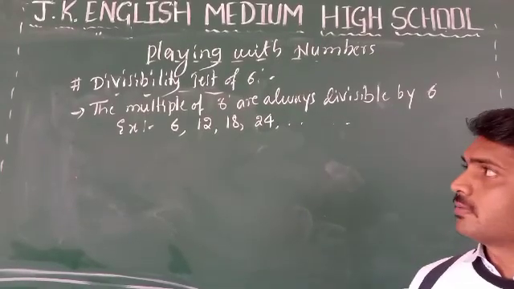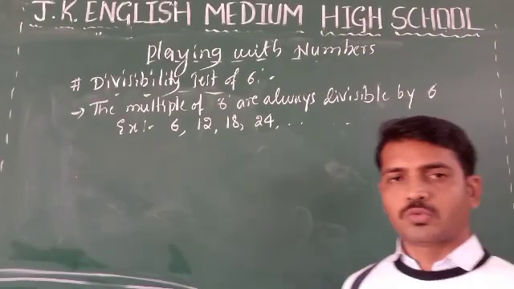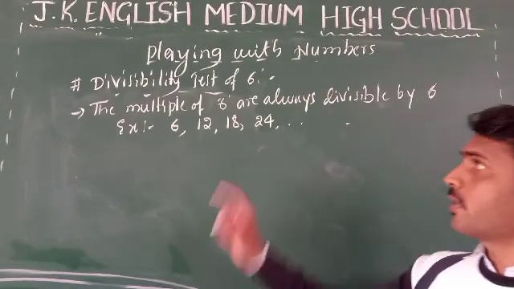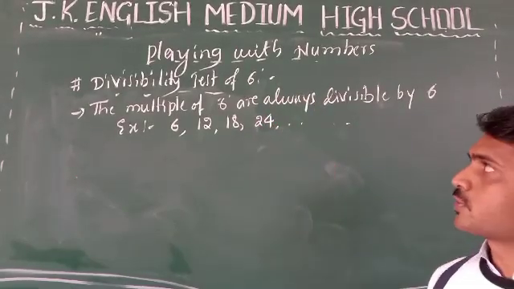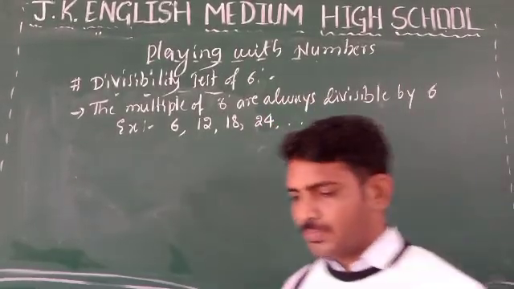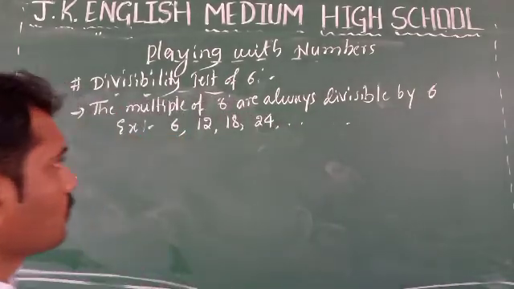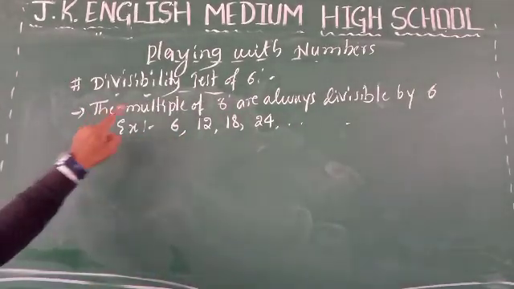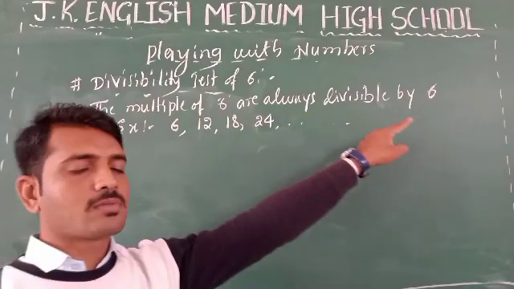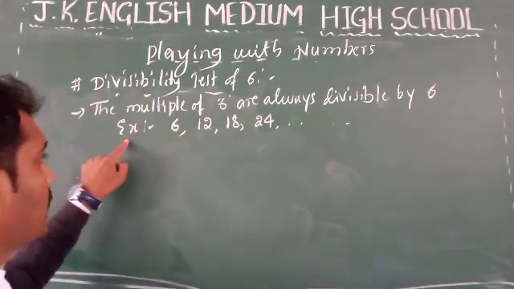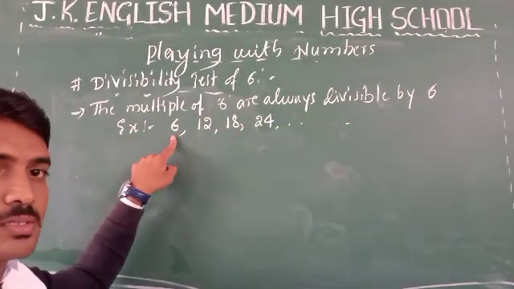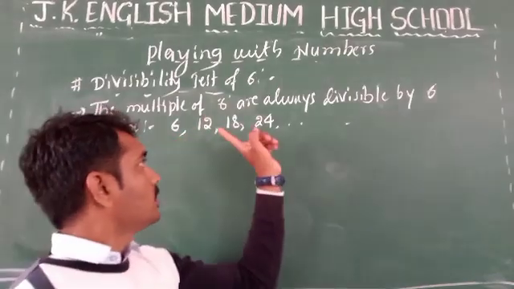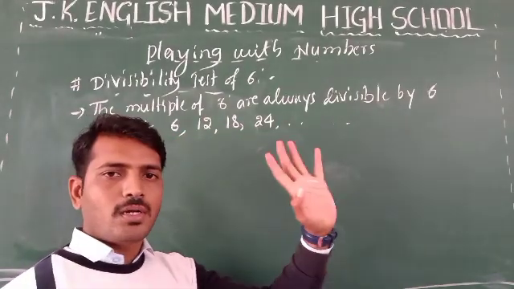So already we have learned the divisibility test of 1, 2, 3, 4 and 5. Today we are going to learn the divisibility test of number 6. In the number 6, the first rule is that the multiples of 6 are always divisible by 6. Correct? The multiples are what here? 6 ones are 6, 6 twos are 12, 6 threes are 18 and 6 fours are 24.